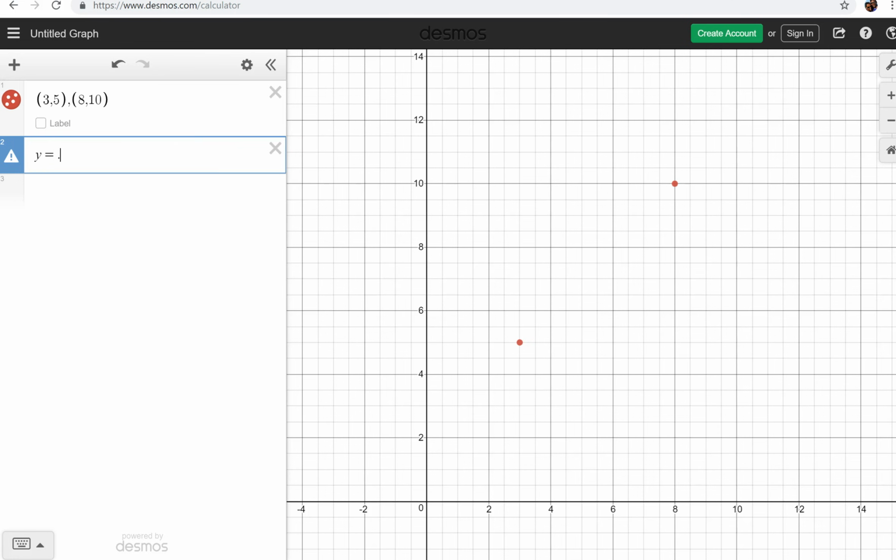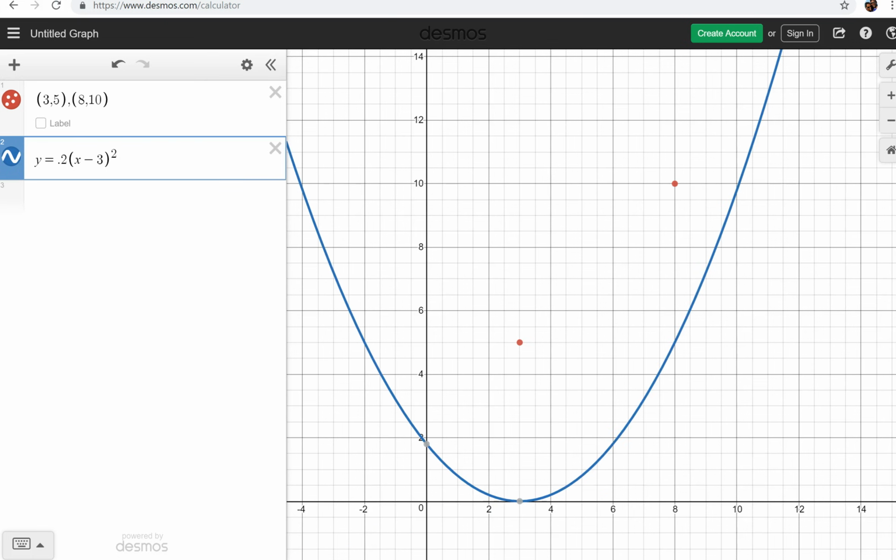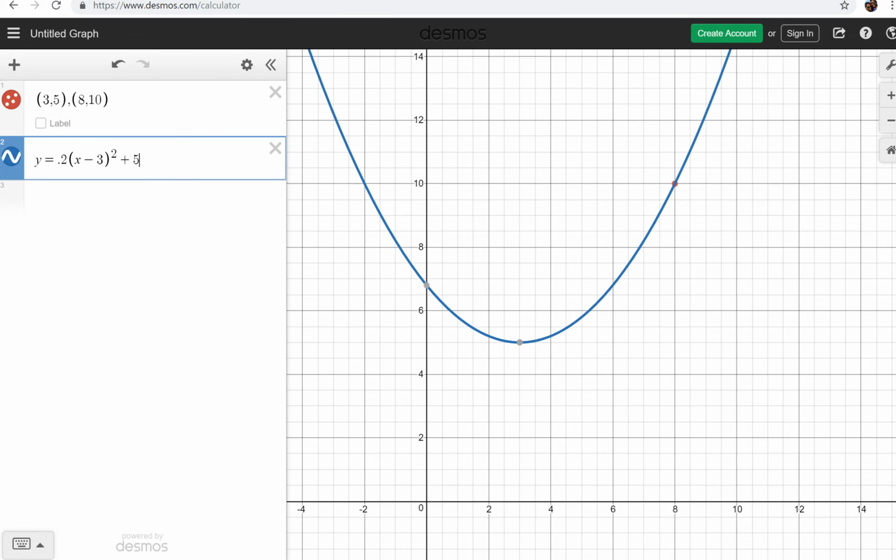So I go in y is equal to 0.2(x - 3)^2, plus, was it 10 or 5? Plus 5. And as you can see, that graph goes nicely through those 2 points. So that's how you know you got the right answer. That's a really easy way to check whether you got your A value correct. If you're unsure, go back to Desmos, put in your 2 points and your equation so that you can check whether your A value is correct or not.